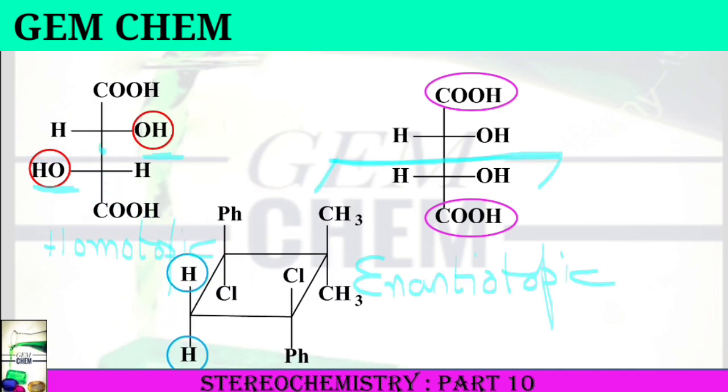This is our next molecule where we can see that 2 hydrogens are present, and these hydrogens are possible only when we are considering the cyclobutane ring as a planar ring. So in this case, the 2 hydrogens will be your homotopic.